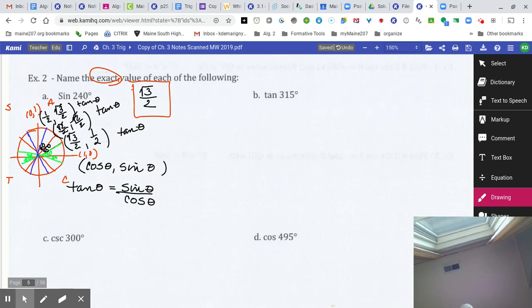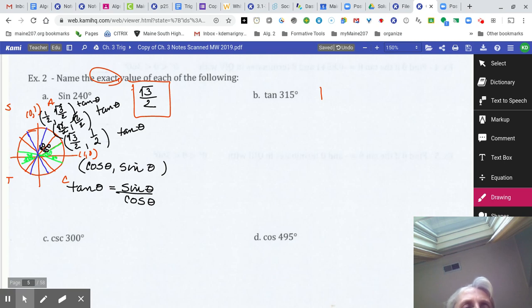So 315, if I think about where tan of 315 is, so there's the 270. And if I want to go to 315, remember that I'm going to need to add 45 more degrees in here. So if I'm at a tan of 315, then I'm a root 2 over 2 and a root 2 over 2, which is going to give me a reference of 1.